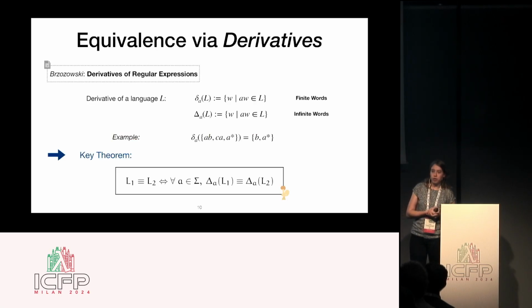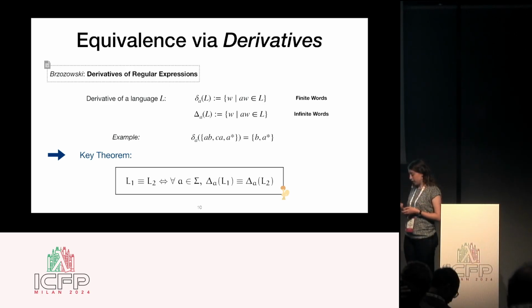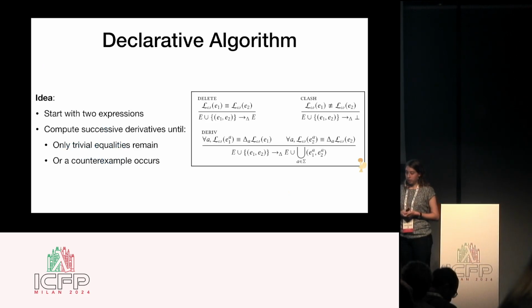The idea of the equivalence checker builds on the notion of derivatives that was developed by Brzozowski. The derivative of a language is always with respect to a symbol a, and it is all the words such that if you put the a in front of it, the resulting word is in the original language. And now the key theorem our equivalence checker builds on is that two languages are equivalent if and only if all of their derivatives are equivalent. And with this idea in mind, we develop an algorithm.